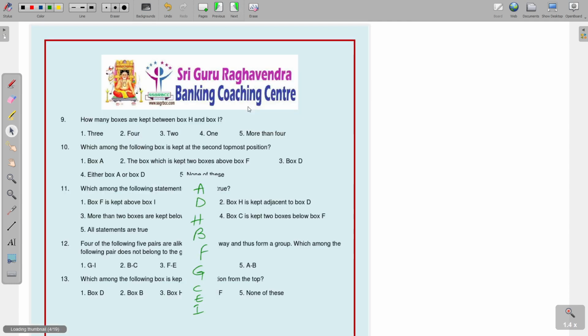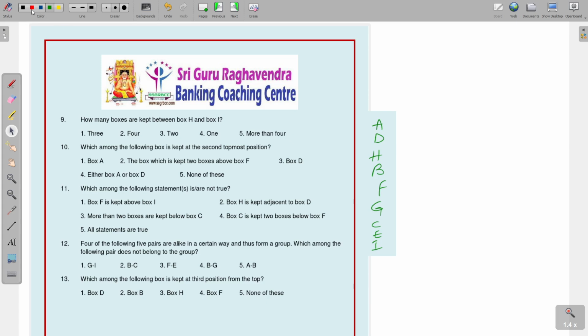Let us move on to the questions. Question number 9. How many boxes are kept between H and I? Between H and I, 1, 2, 3, 4, 5 boxes are there. It means more than 4 boxes. Which among the following boxes is kept second from topmost? That is box D.